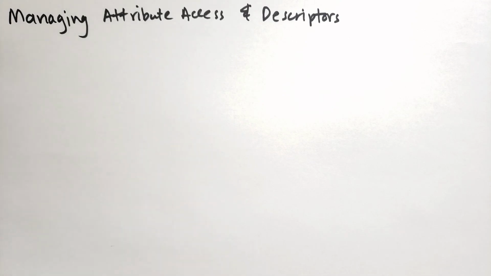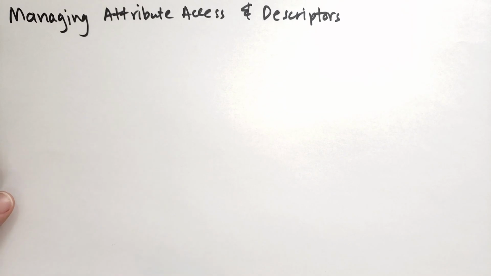This is part of my Theory of Python tutorial series, and in this video, I'm going to cover managing attribute access and descriptors. In the last video, we talked about creating new types by using the class statement. We talked about what the type function actually does when you're creating a new class. We talked about a special method called __init__. We're going to talk about several more special methods. These are special methods that have to do with how attributes are accessed.